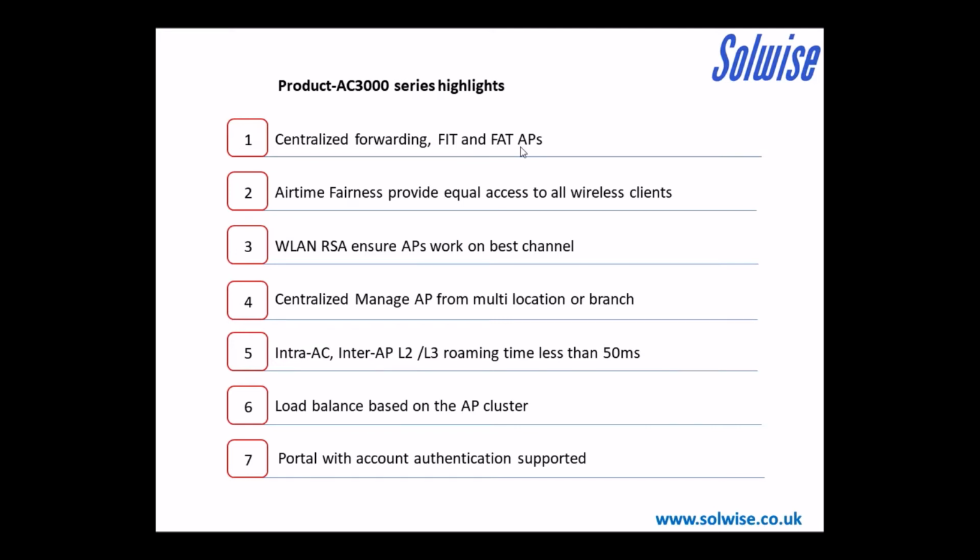With centralized forwarding, what happens is the data from the client, which is intended to go to the router for the internet, doesn't go direct to the actual router. What it does is it goes to the access point. The access point then forwards it to the access controller, and the access controller then forwards it on to the router. So all of the client traffic is routing through the controller.